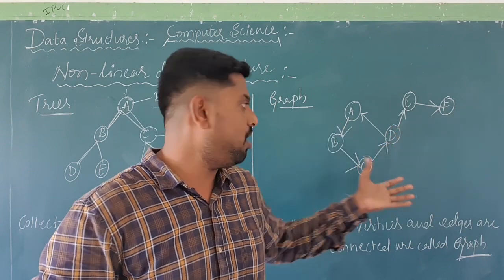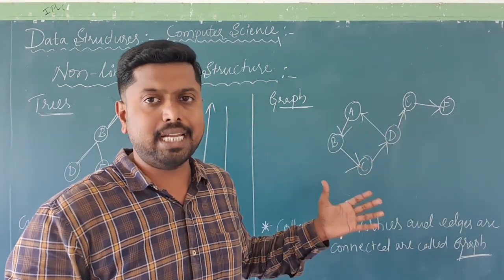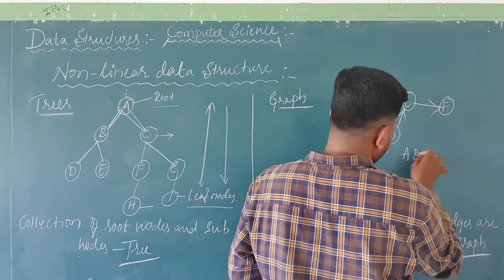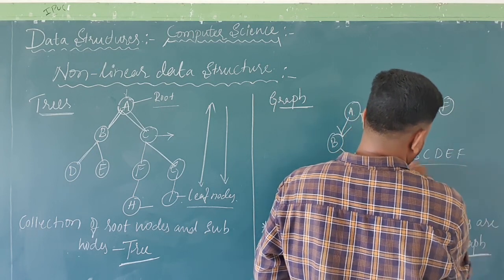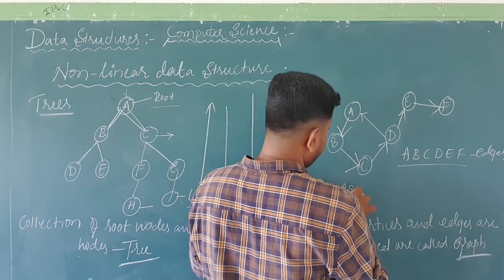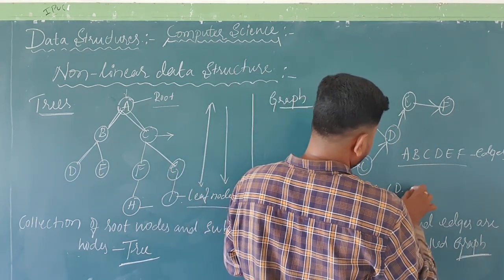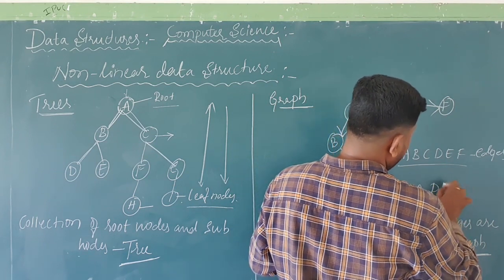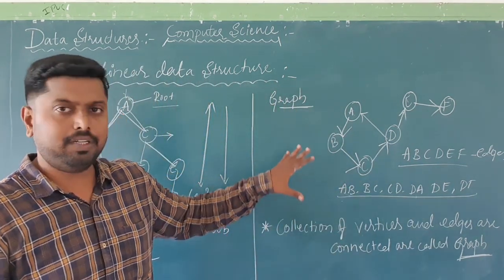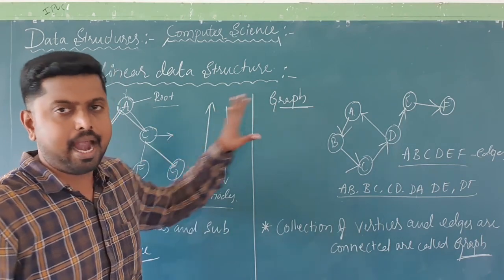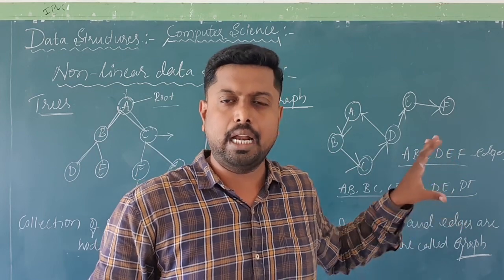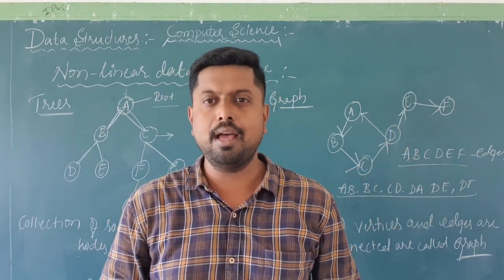So this is the definition for a graph, with edges and vertices. Here we have A, B, C, D, E and F as the vertices, and the connections A to B, B to C, C to D, D to A, D to E and D to F are the edges of the graph. So these are what we call non-linear data structures, trees and graphs. If you know the definitions of non-linear data structures with a graphical representation and some definitions, that's more than enough for the non-linear data structure.